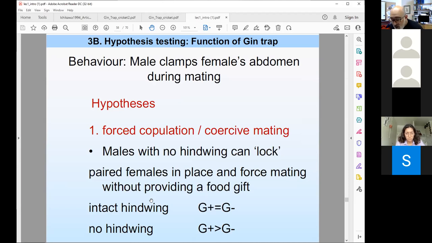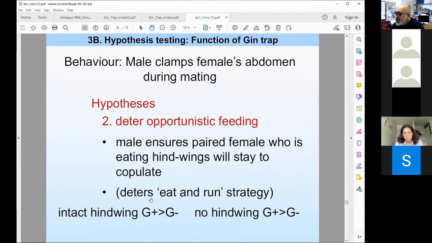It's too late. The male has clamped down with his gin trap, and he's forcing a copulation on her. Okay, so those are the predictions based on this one hypothesis. Other hypotheses: to deter opportunistic feeding. So the male will ensure that the paired female who's eating the hindwings will stick around to copulate.